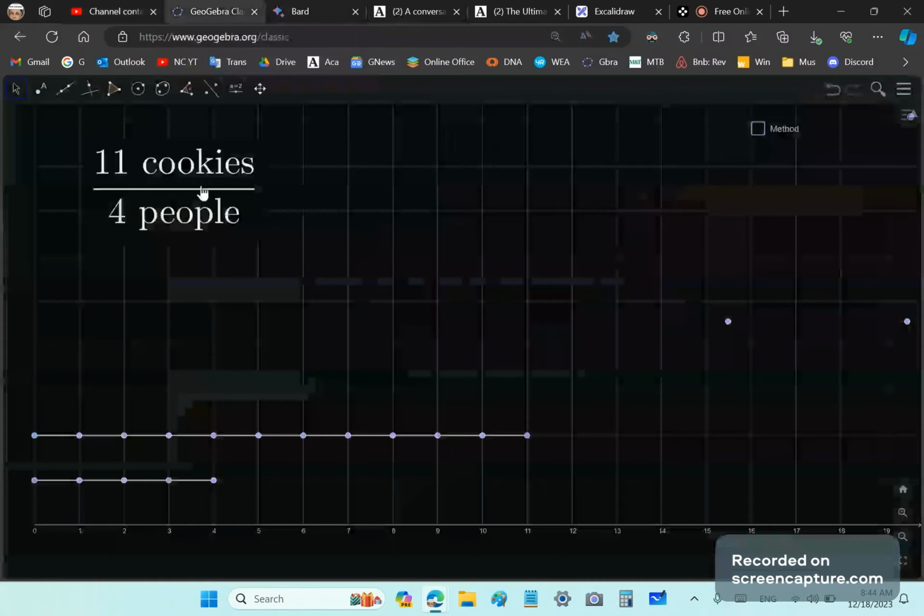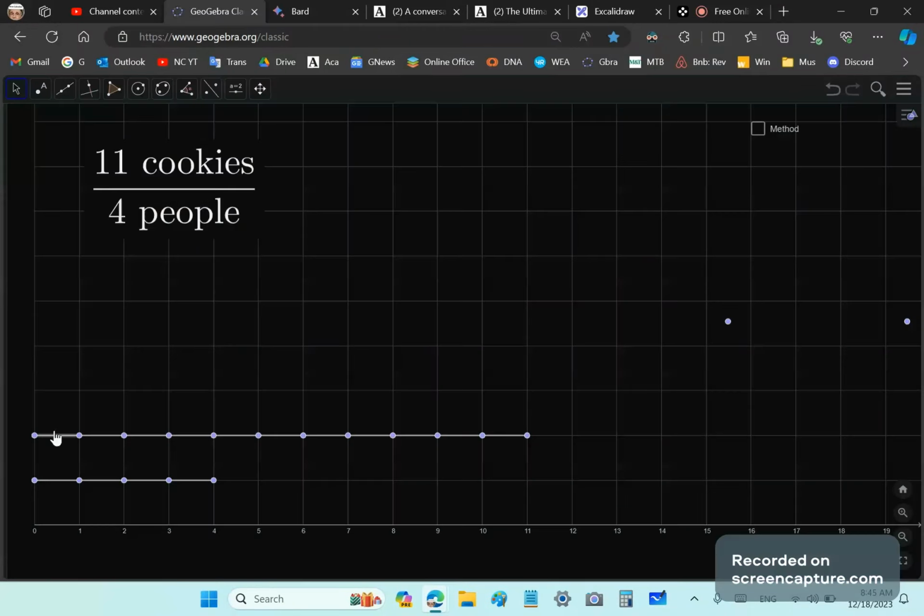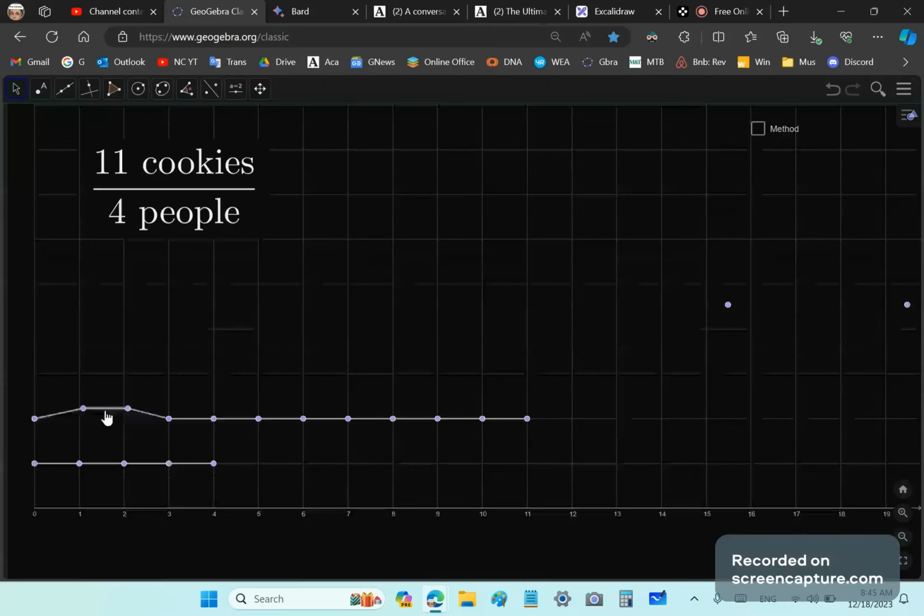If we have 11 cookies, we draw a line segment for each of the cookies. In other words, all you need to do is count 1, 2, 3, up to 11. You don't need to know anything about subtraction, addition, or anything else. And for the people, you do the same thing, a line segment for each of the people. These individual line segments must be equal in both the cookie line, which is this first line, and the people line, okay? So now, what does the method involve?